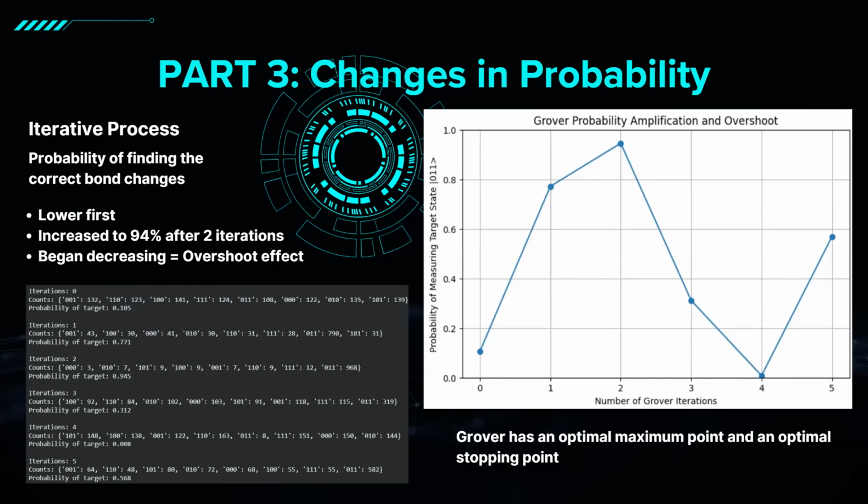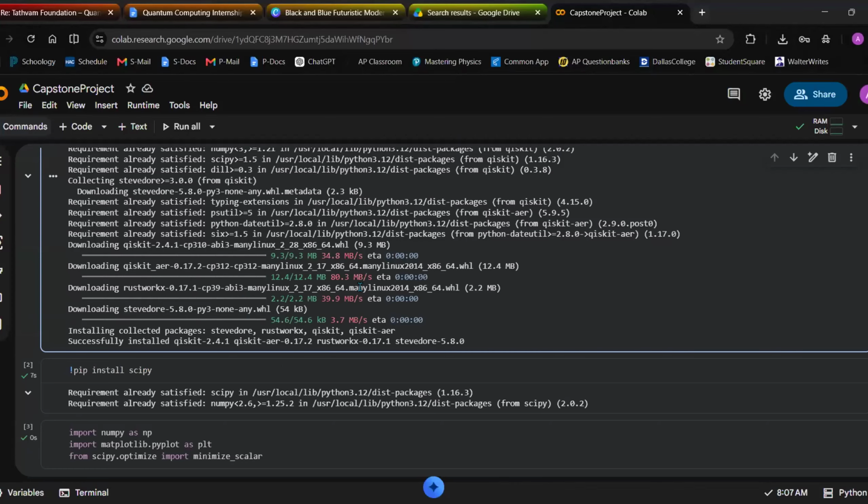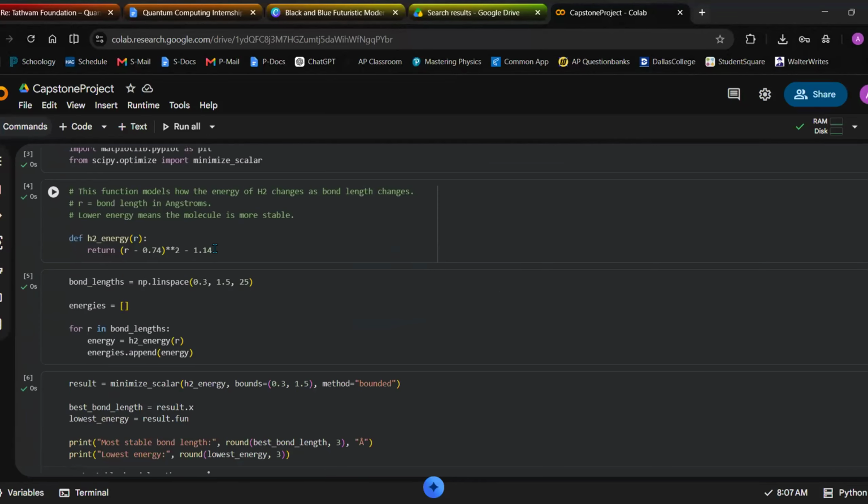And then again, it started dropping once I did more iterations. So that just proves overshoot, and how doing a certain amount of iterations will get you to that optimal maximum point, but doing too much is going to bring it to the stopping point. Yeah, and that's then called overshoot, right? Yeah, so this was my code, and this was the first initial equation that I had to use.